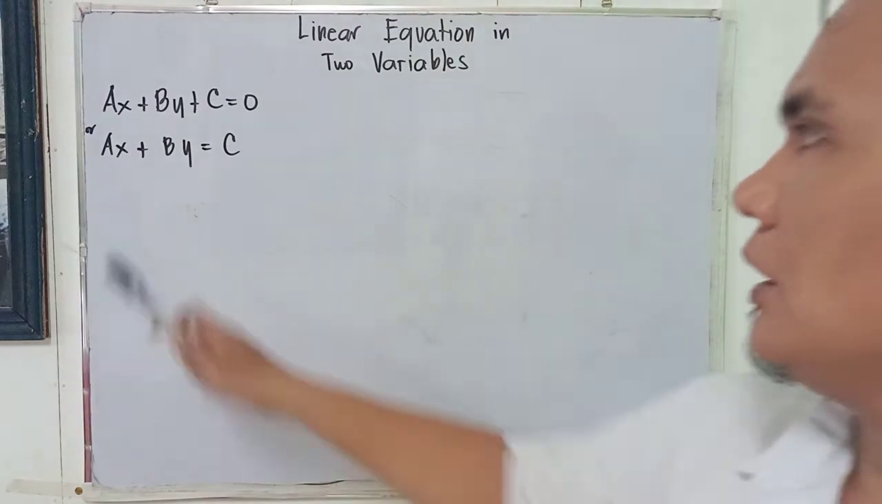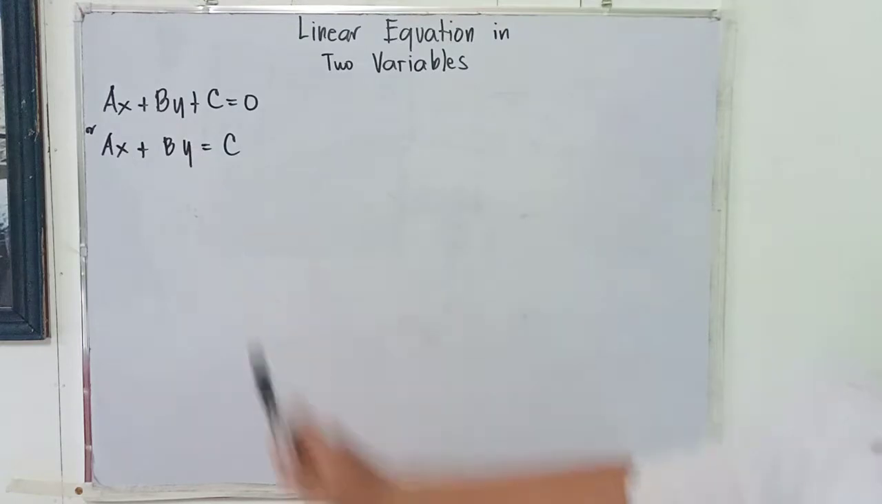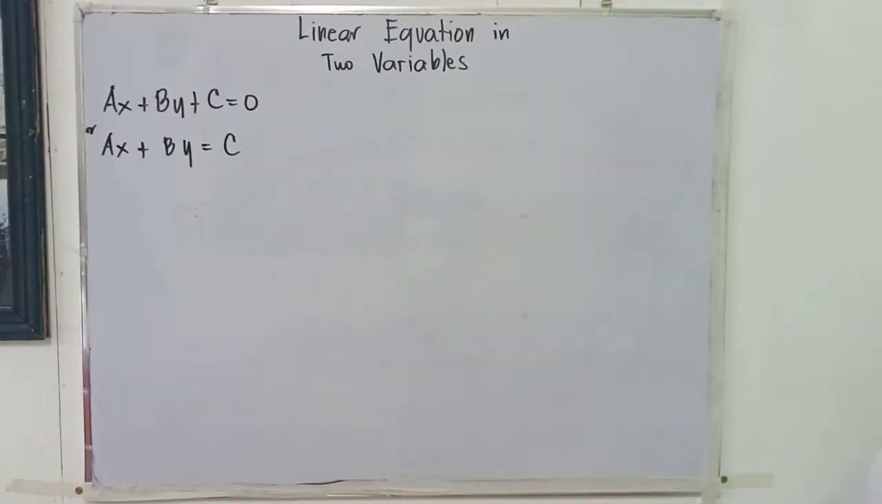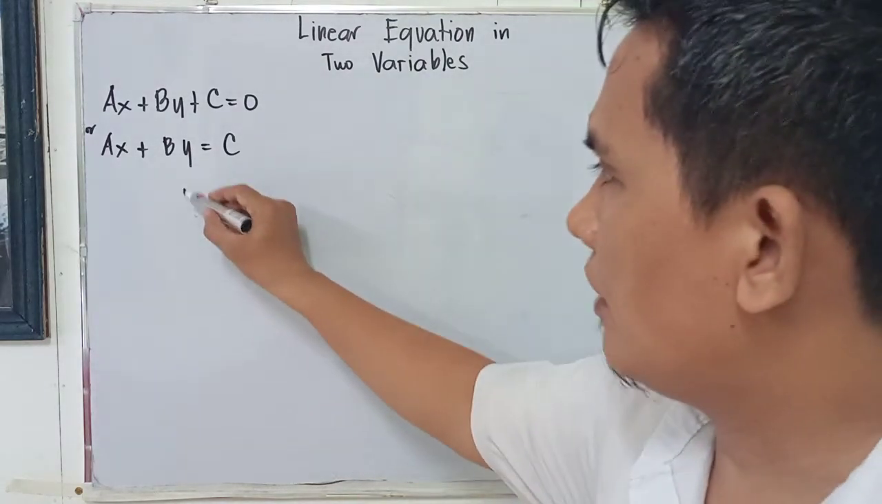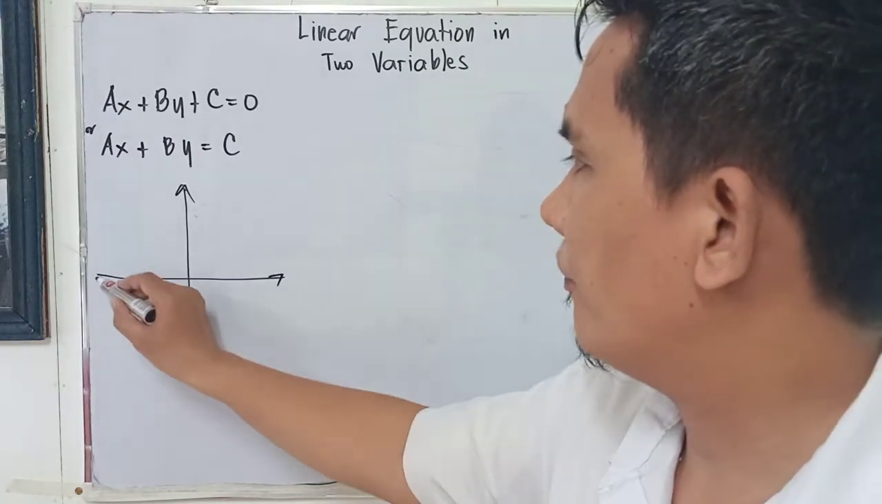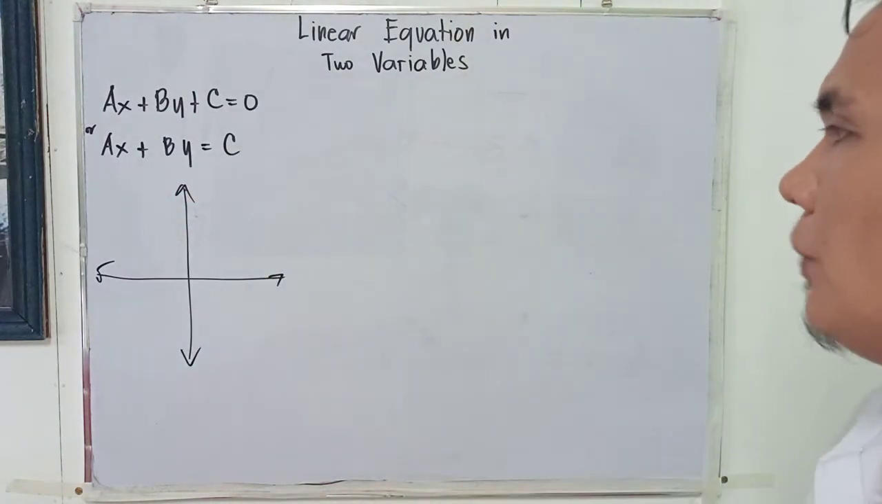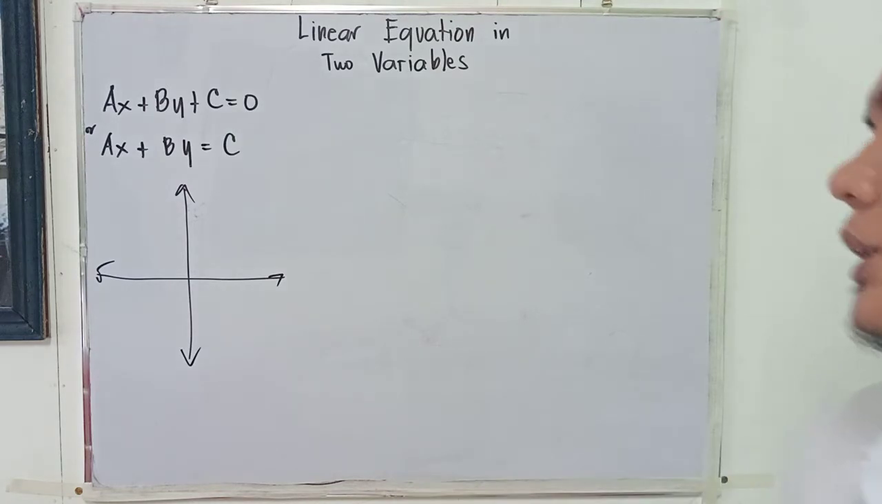So here, a is the coefficient of our first variable x, and b is the coefficient of our variable y, and c is also a coefficient, and x and y are our variables. So again, same as we have, if you remember this one, that is the Cartesian coordinate plane, but we're not going to plot our equation first, but we're going to solve for the solutions. Okay, we're going to solve for the solutions of our equation.